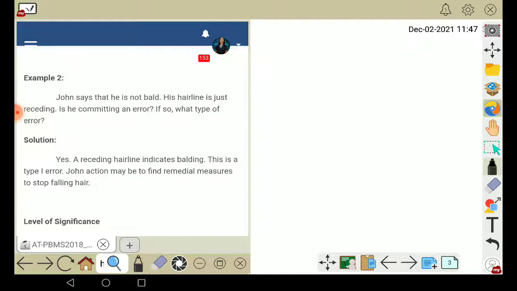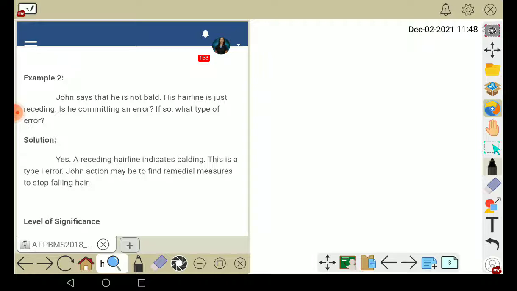So let's reiterate that one with another example here. John says that he is not bald. He just makes an excuse that his hairline is just receding. When we say the word receding, your hair is disappearing from your forehead. So John's action may be to find remedial measures to stop falling hair.